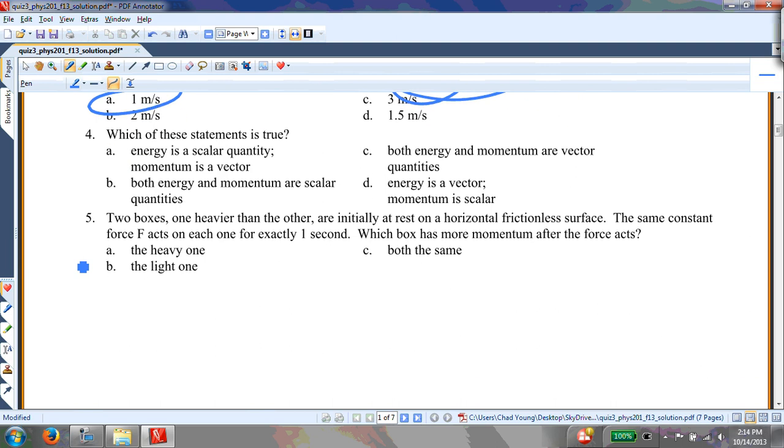Which of these statements is true? Alright, is energy a scalar or vector? Is momentum a scalar or vector? Energy is a scalar, momentum is a vector. Let's see, that's A. Is number 4.